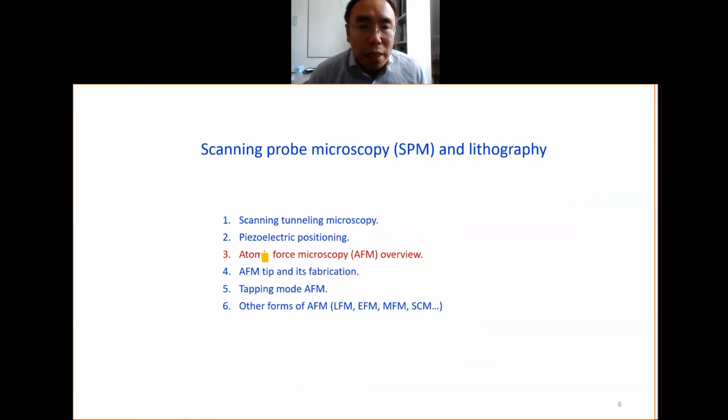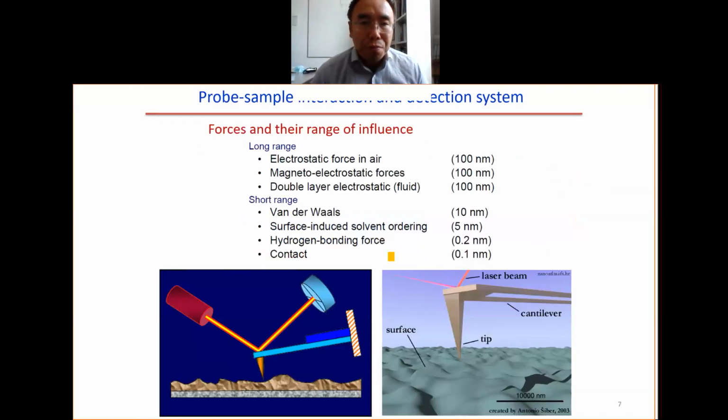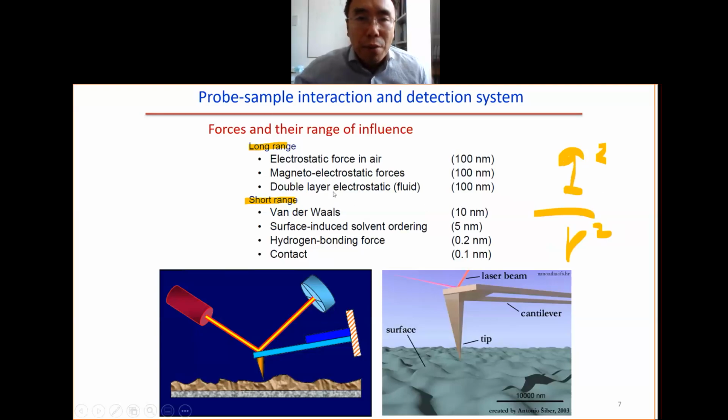And now we look at AFM, atomic force microscope. This one detects the force. There is the long-range force and the short-range force. The long-range force is the electrostatic force, the Coulomb force. Magnetic force is similar to this curve. And there is double layer electrostatic force, which happens in a liquid. These are the long-range forces.